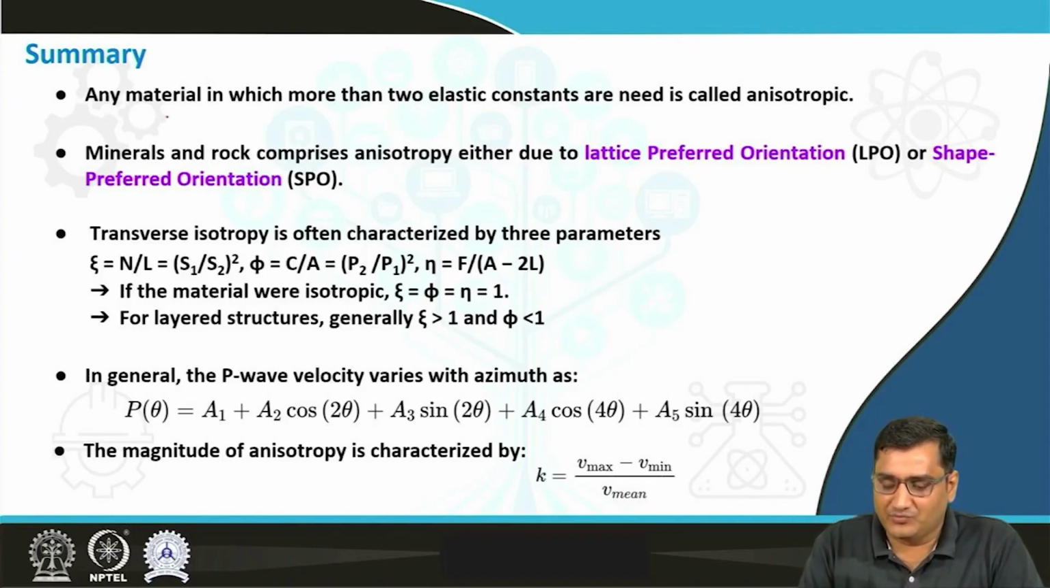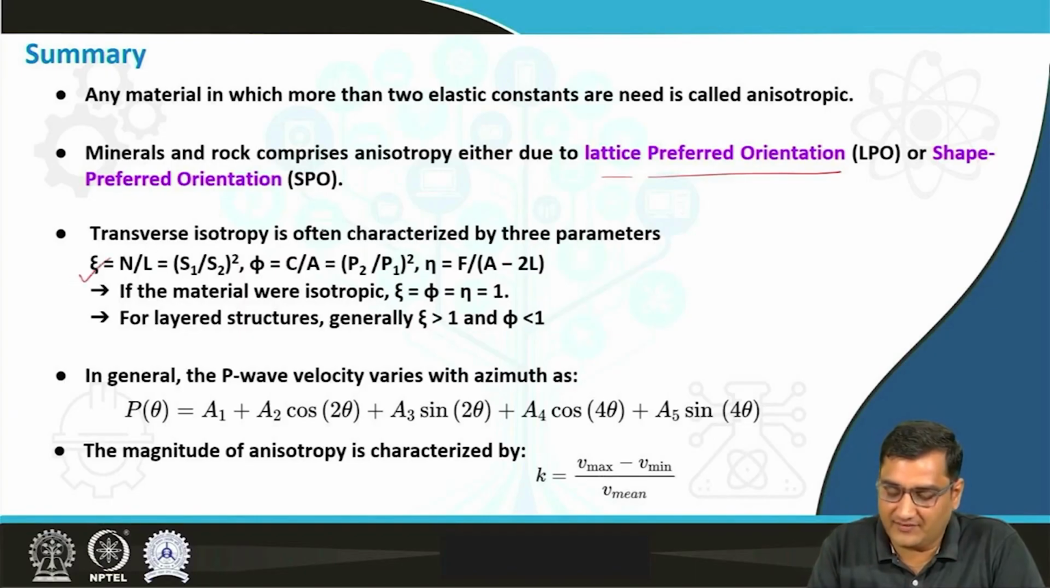Any material in which more than two elastic constants are needed is known as an anisotropic material. Minerals and rocks comprise anisotropy either due to lattice preferred orientation or shape preferred orientation, also known as LPO and SPO. Transverse isotropy is often characterized by three parameters: zeta, phi, and eta. If the material is isotropic in nature, then the parameters are equal to 1. And if there are layered structures, then the value of zeta will be greater than 1 and phi will be less than 1.